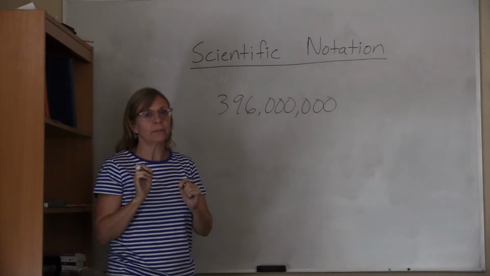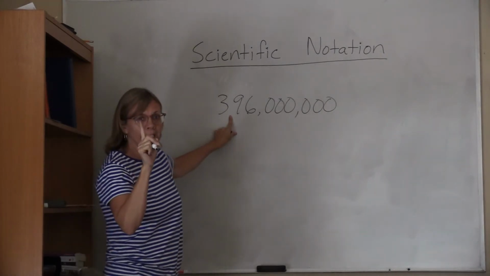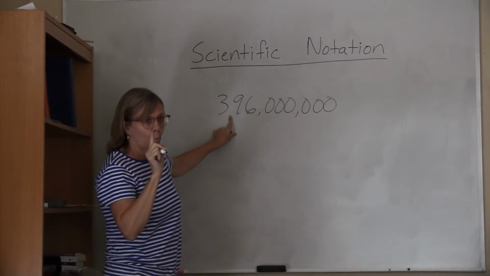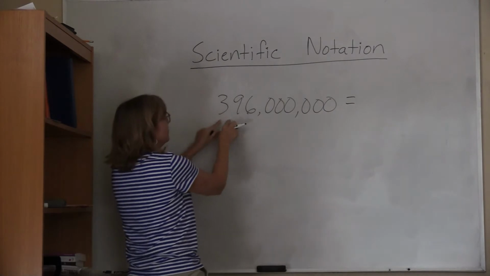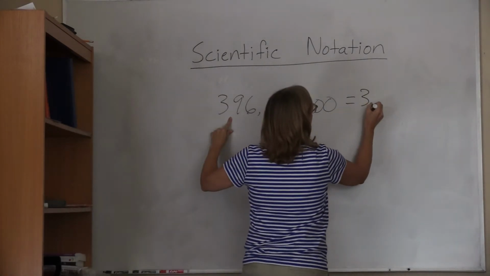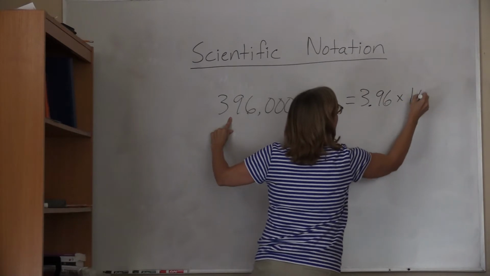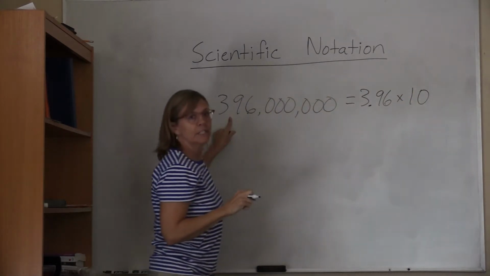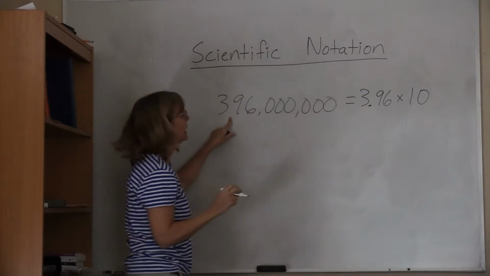Here's the principle of scientific notation. Very straightforward. The number is written with just one digit to the left of the decimal. One digit to the left of the decimal. So I'm going to have 3.96 times a power of 10. And my power of 10 is figured just by how many places I moved my decimal.